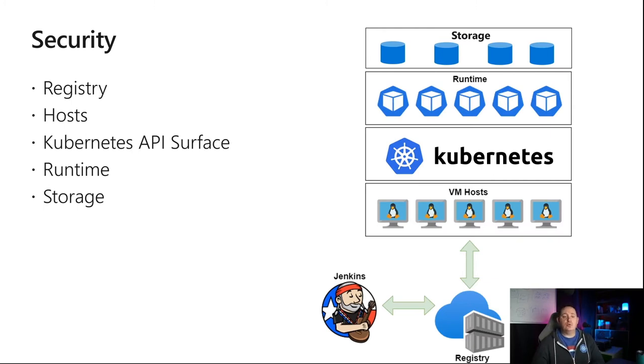The next is really that Kubernetes API surface. For the Kubernetes API surface, we're going to have to figure out our authentication and authorization strategy, how we're going to manage certificates, how we're going to manage things like secrets. We also need to think about the containers running on there. At runtime, we also want to be able to detect different types of security threats and vulnerabilities for the actual applications that are running. One of the other aspects is when you're running persistent applications, we also need to think at that storage layer and look at our security requirements if we need things like encryption at rest.